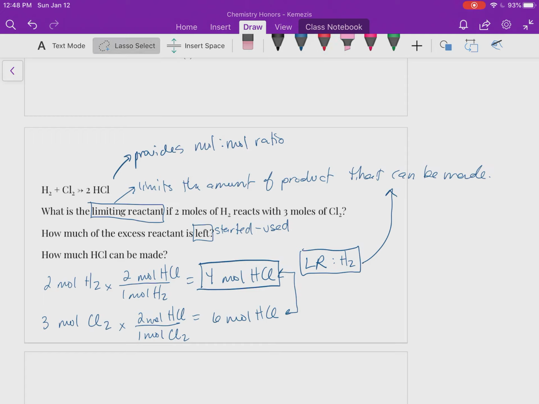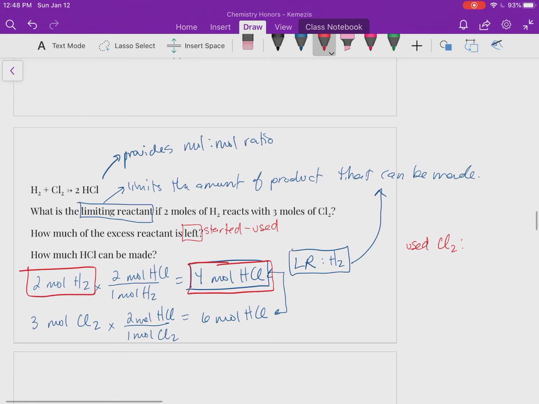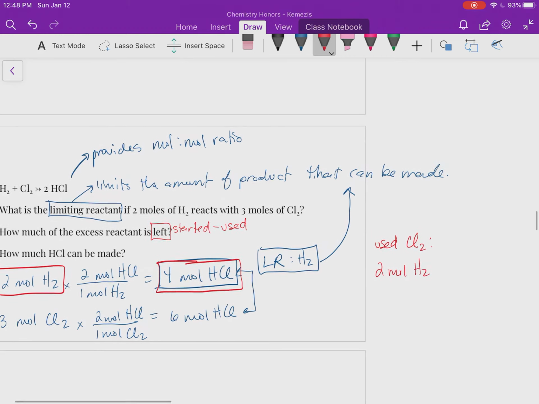So this next part here, I'm actually going to keep it kind of color coordinated so that we can say we're trying to figure out how much Cl2 was used. And what we do know, right, we can take 2 angles at this. We can either say, I know I make 4 moles of HCl, or I know that I use 2 moles of H2. It doesn't matter where you start, just as long as you're using something that is related to the limiting reactant, either the least amount of product you can make or the substance we use to get there. Let's just use the H2.